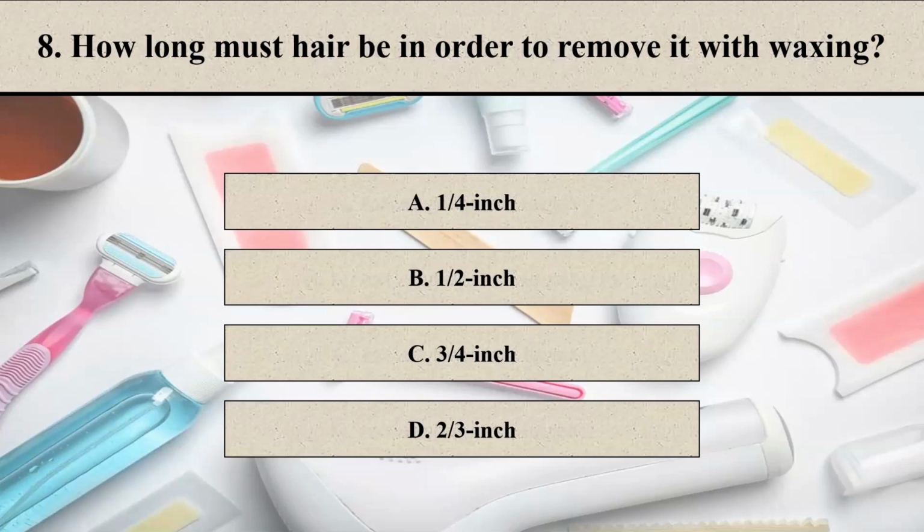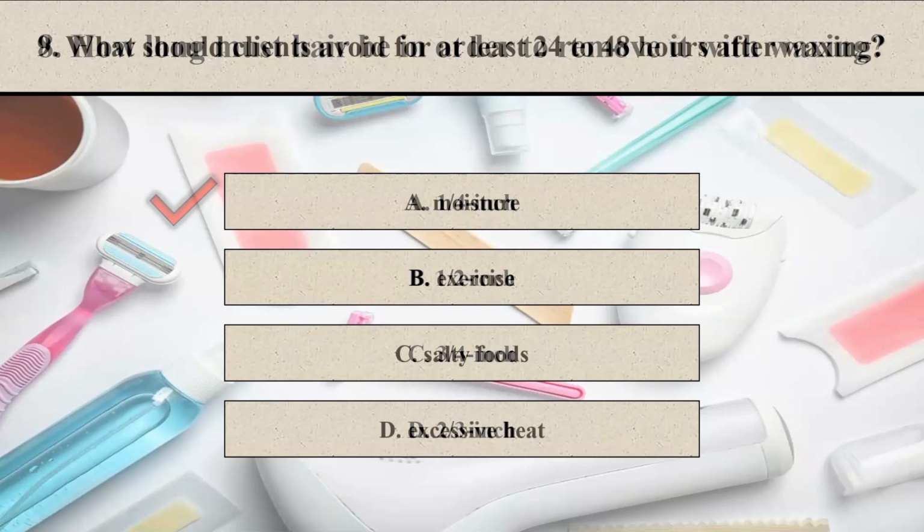How long must hair be in order to remove it with waxing? Is it 1/4 inch, 1/2 inch, 3/4 inch, 2/3 inch? If you chose A, 1/4 inch, you are correct.